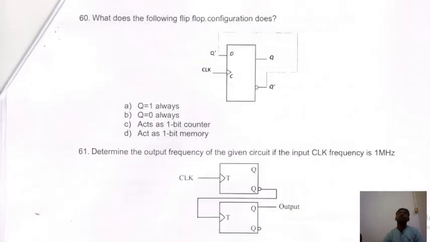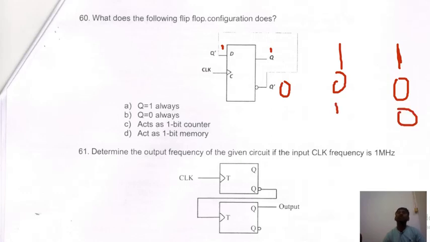59, 60. What does the following flip-flop configuration do? Okay, now suppose this is the D flip-flop. Suppose I give 1, it will come here 1, and here 0. So suppose output is 1. Next again it will come 0, and this is fed back to us here, so it will give 0, then it will come 0 again. Next it will give 1, then it will become 0, then again 0 will come.